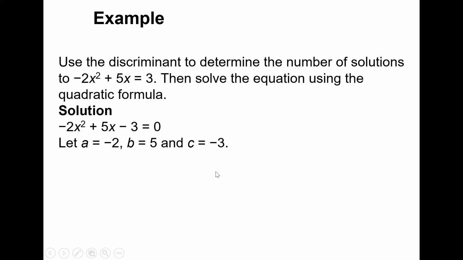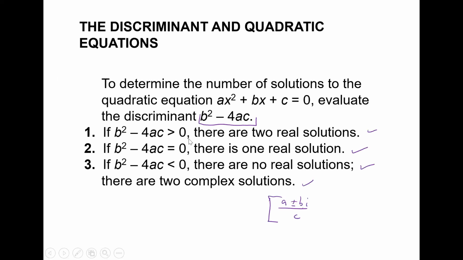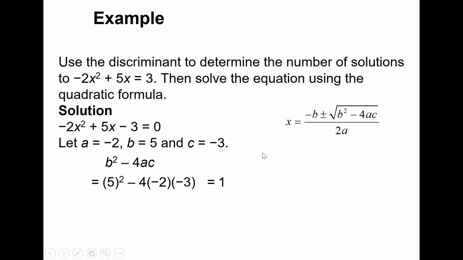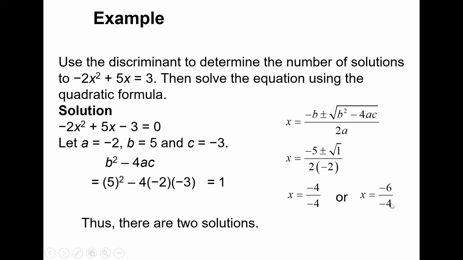And remember, if our discriminant is greater than 0, that means two real solutions. So we're going to have two real solutions here. And so now we plug it into here and we get minus 5 plus or minus the square root of 1 over 2 times negative 2. And so it gives us basically 1, or 3 halves, 1 or 1.5. Okay, so those are our two solutions, and that's what it should be because we saw that this is going to give us two real solutions.